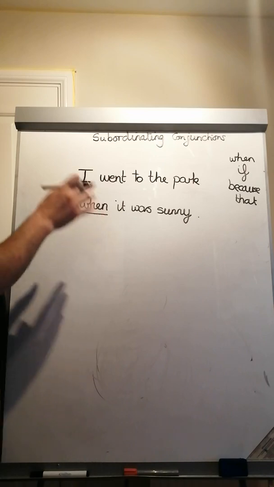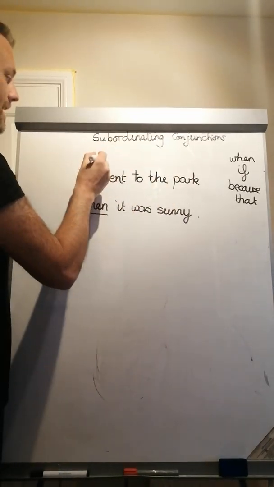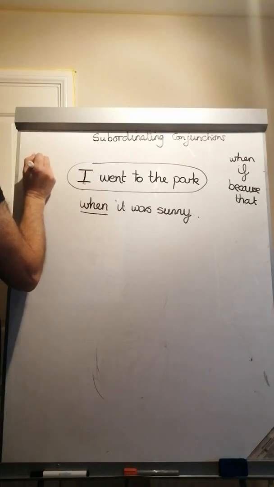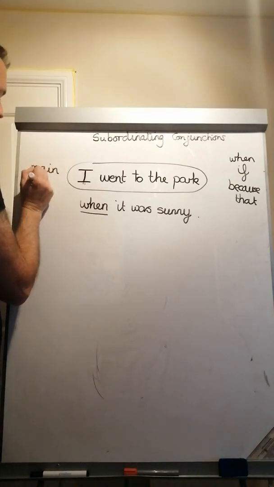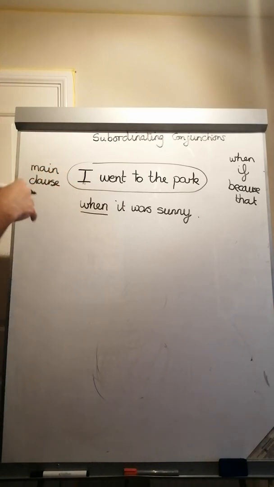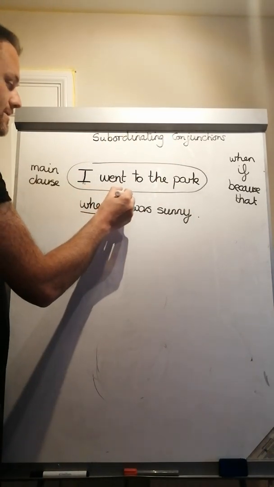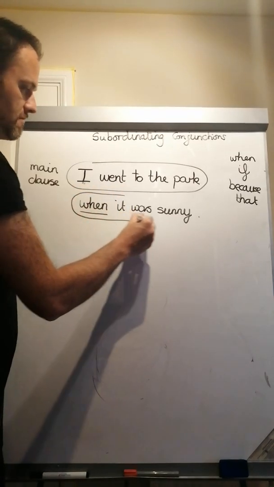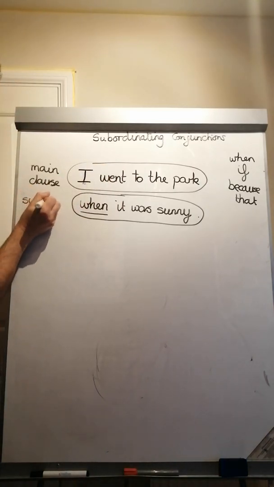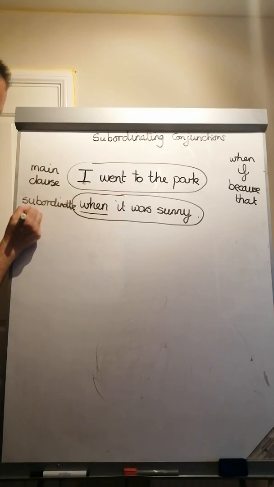Now I know this is a subordinating sentence because this bit here, this is what we call the main clause. A main clause is a sentence that makes sense all by itself. So I could put a full stop after that part and it would make sense. This bit is the subordinate clause.